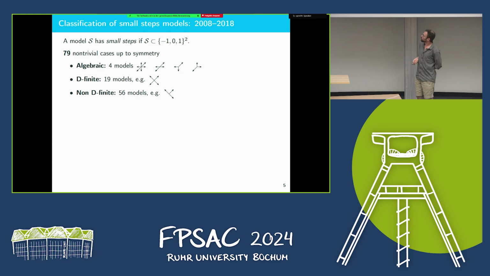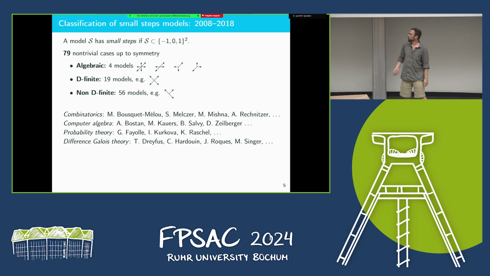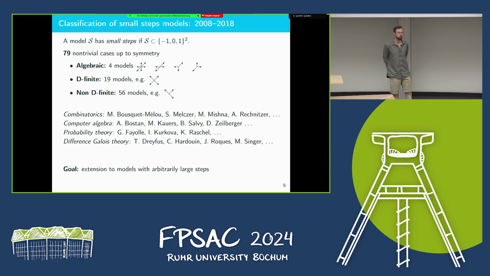Since we don't have a generic way to deal with such functional equations, it required a lot of different mathematical techniques, from combinatorics to difference Galois theory. And following the success of this first classification, we want to extend it to other families of models of walks. In this talk, I will focus on walks with large steps, and more precisely, on how to perform the proofs of algebraicity.